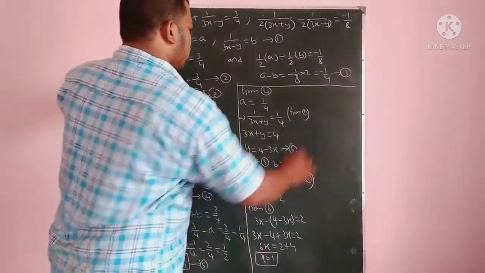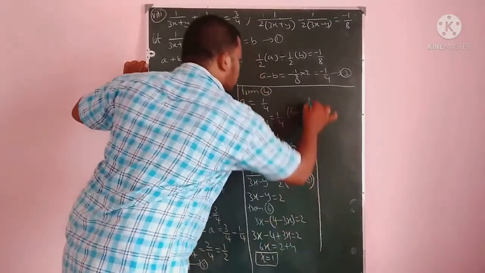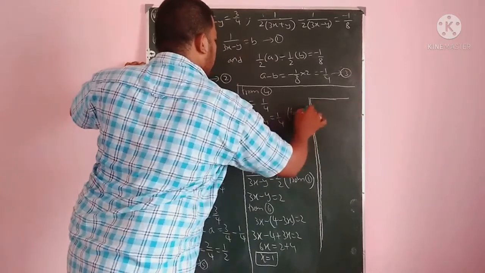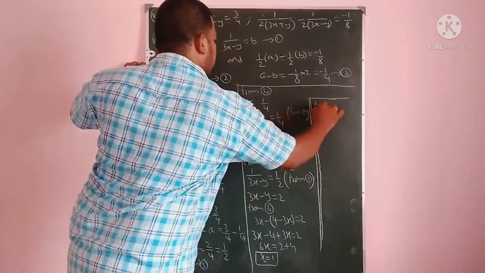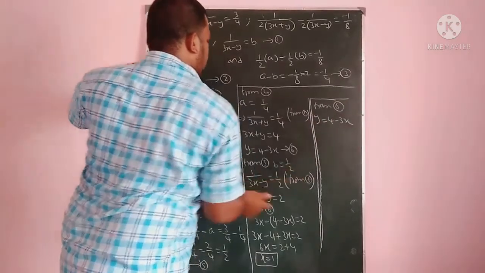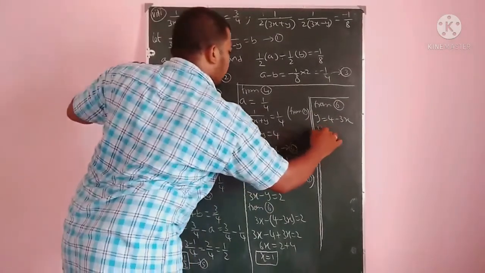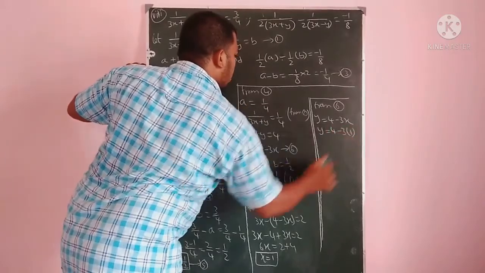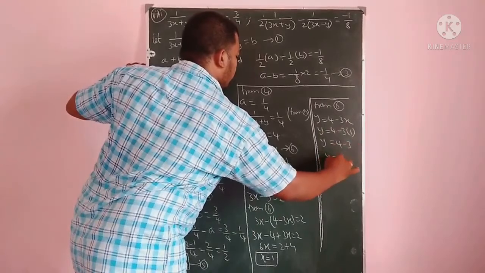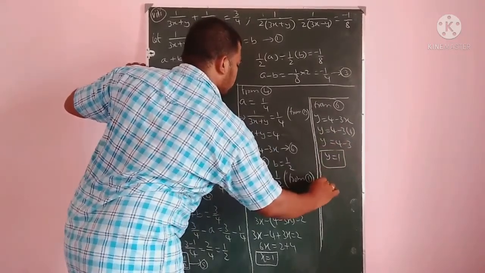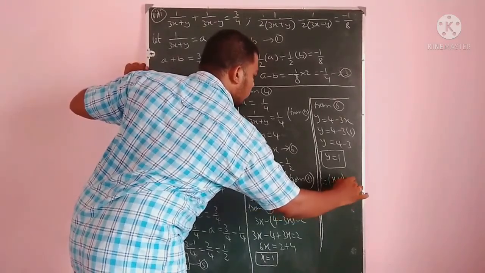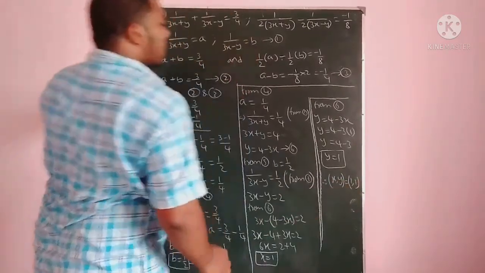Now we can find out y value. Here I am writing, this is a continuation. So y is equals to, from 6, y is equals to 4 minus 3x. So from 6, y is equals to 4 minus 3 times the x value already got as 1. So y is equals to 4 minus 3, y is equals to 1. Therefore x comma y equals to 1 comma 1. That is the solution.